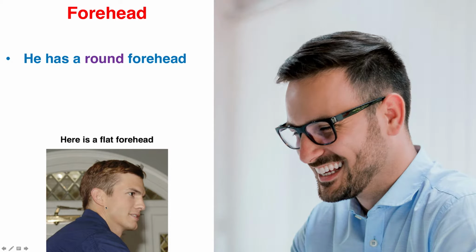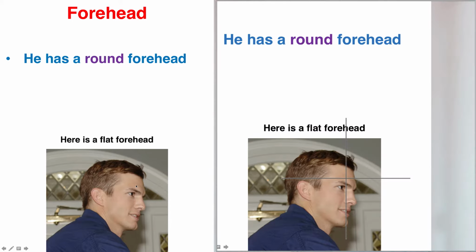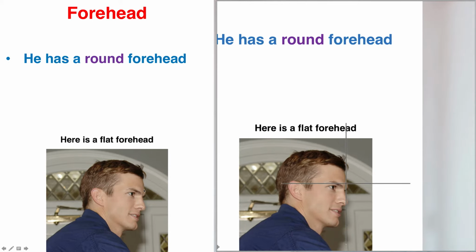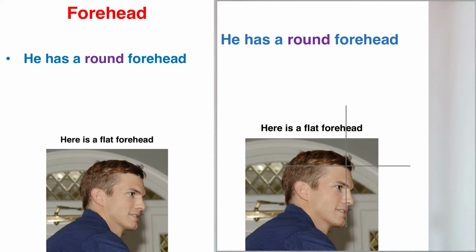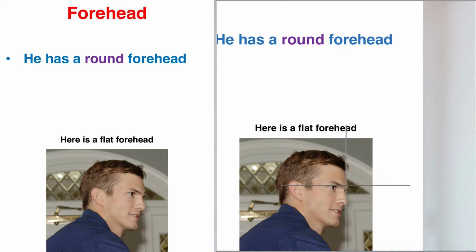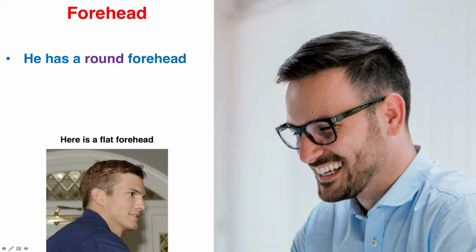Now, for an example of a flat forehead, we look at this. So here is where it starts. This is the high point, or the highest point of his forehead. And you see it goes back. It gets lower as we go along here. So a flat forehead versus a rounded one.